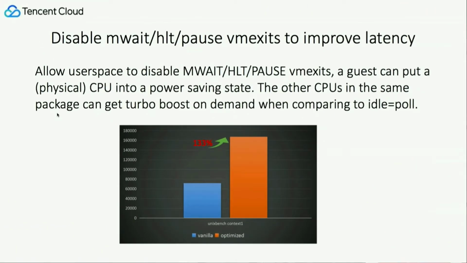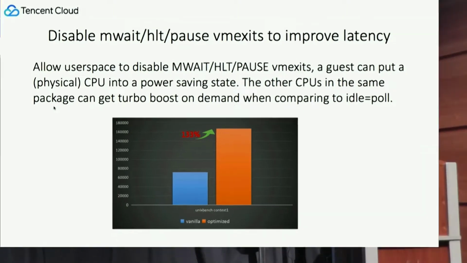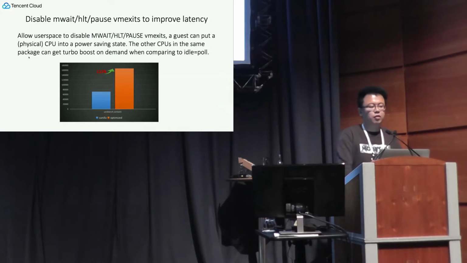The last one is to disable mwait, halt or pause vmexits to improve latency for a guest which has dedicated physical CPUs. Actually, 3 years ago, I pushed adaptive halt polling to upstream. It will not consume too much CPU because of the adaptive algorithm. But if you can already tolerate idle=poll in the guest, which means you can observe 100% CPU occupation in the top command, then you can try this.